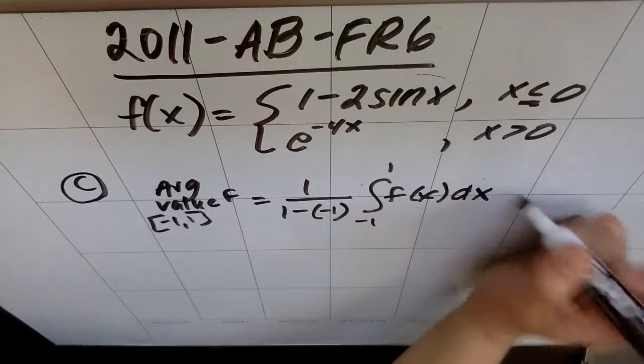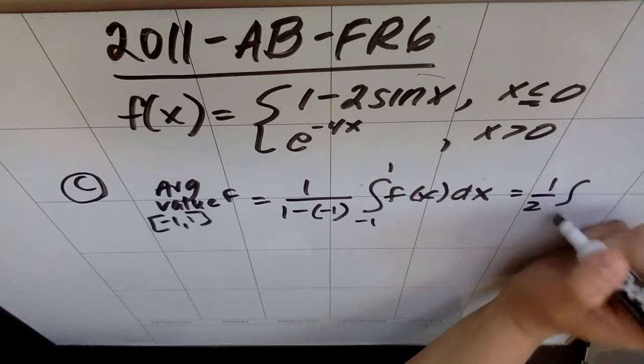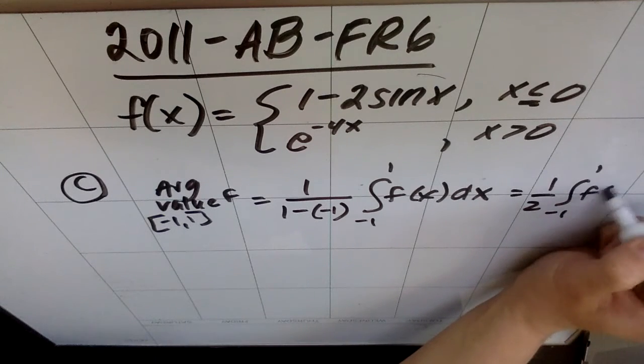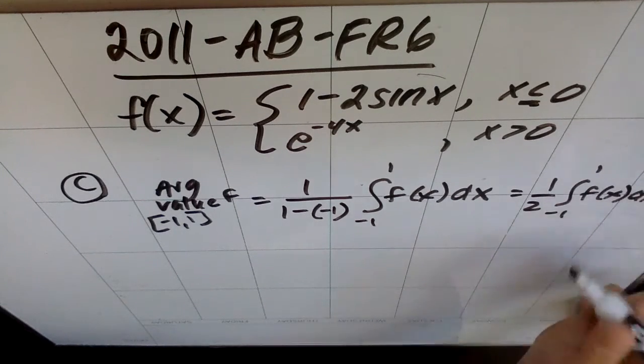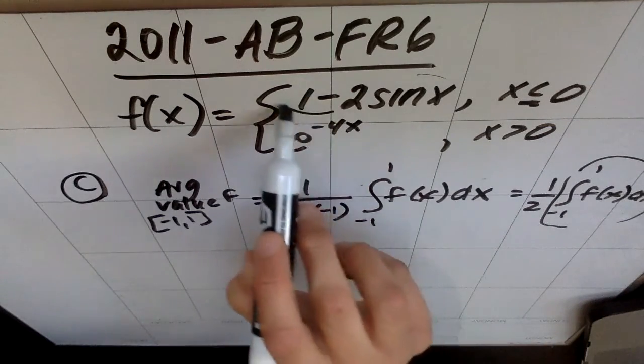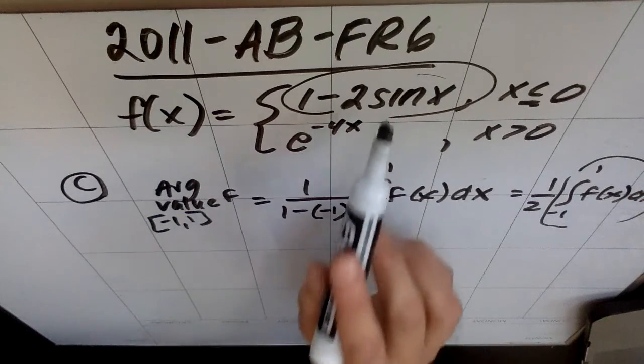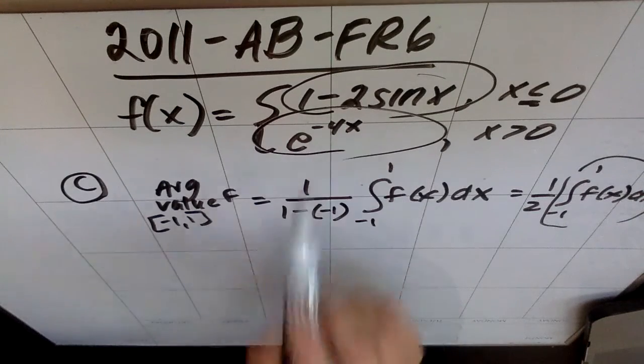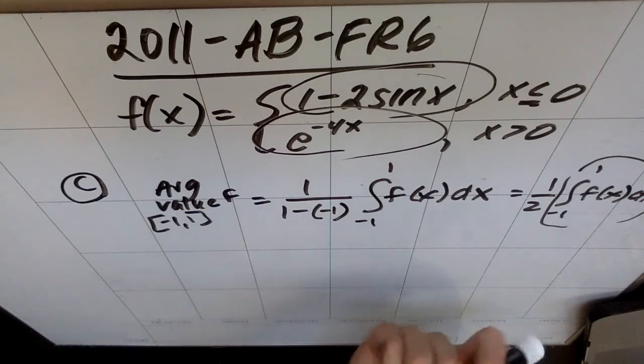Like, that's the formula I want, right? So that's 1/2 the integral from -1 to 1 of f(x) dx. But here's the problem. This has to be split into two pieces. I need to integrate from -1 to 0 using this piece, and from 0 to 1 using this piece, because the two pieces of the function behave differently.